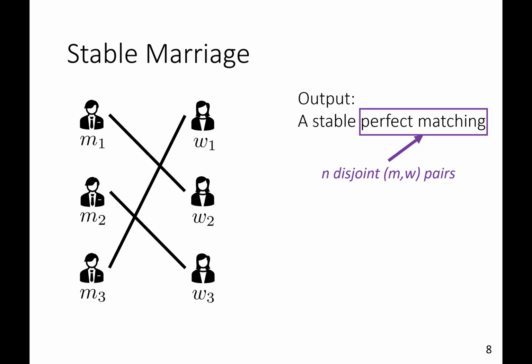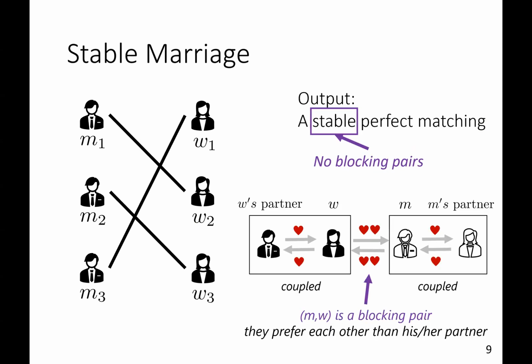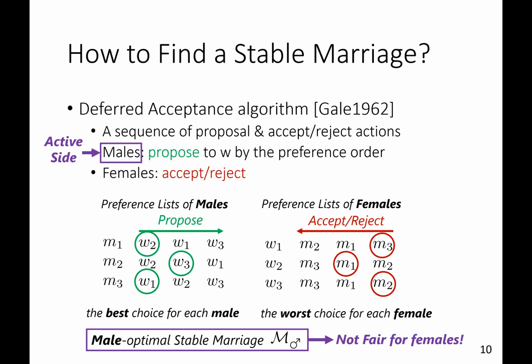A stable marriage is a stable perfect matching. It has disjoint male and female pairs. If M and W prefer each other to their partners, they have the motivation to break this matching. A stable marriage doesn't have this kind of blocking pair, which guarantees the stability of the assignment. How to find a stable marriage?